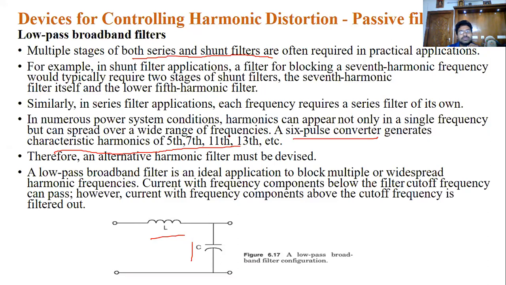Okay. So this is the advantage of the series filters. One filter is sufficient. Okay, so then what is the advantage of the shunt here? It can reduce the resonance that is produced by this capacitor. Those are the advantages of using this low pass broadband filter.